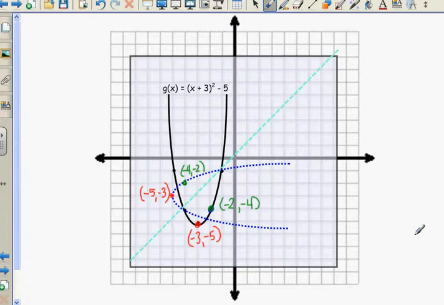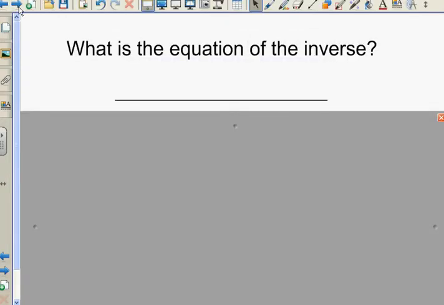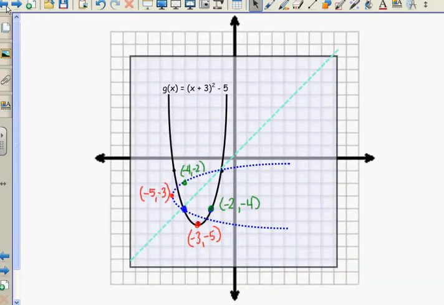Everything gets reflected. And then any points that were already on the reflection line will still be on the reflection line, right? Because when you switch them, it's still the same. Okay, but here's the hard part. So this guy flipped on his side. What's the equation of that inverse? So when you look at this guy flipped on his side, what's the equation of that?